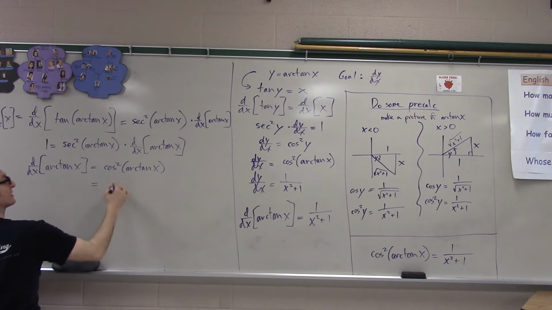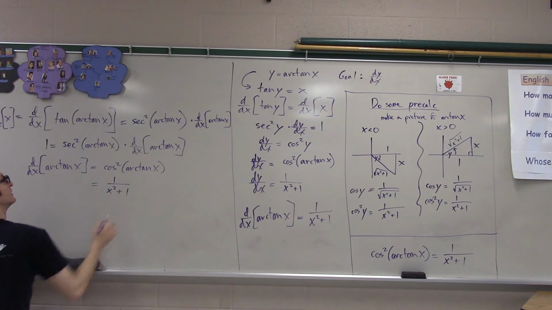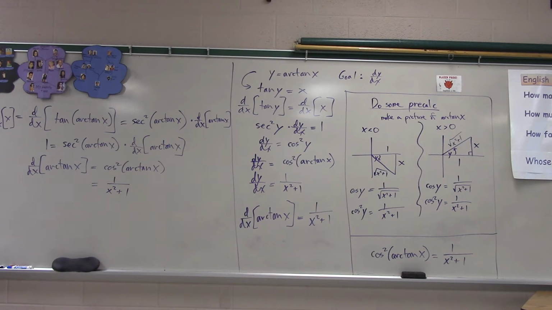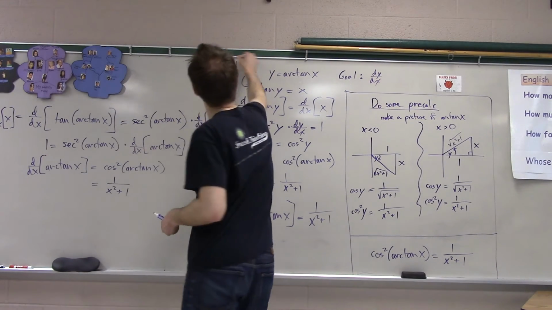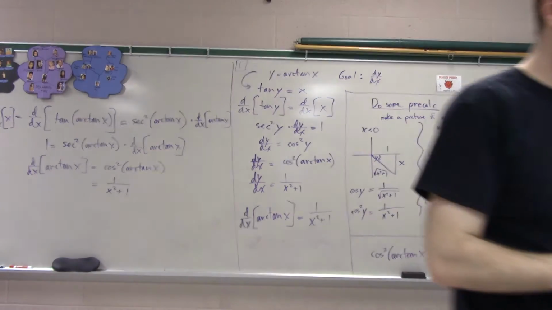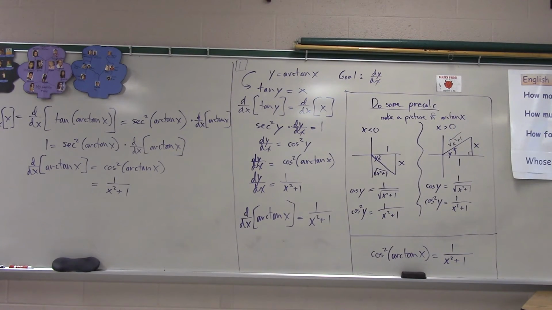And by our pre-calculus, that's 1 over x squared plus 1. Again, this method, which I'll just call method 2, is the exact same thing as method 1. It's a little bit more abstract. There's a little bit less writing. Some of you might find it simpler. Some of you might not.